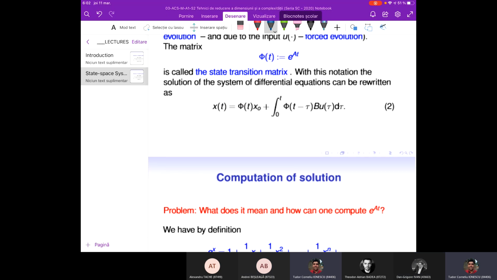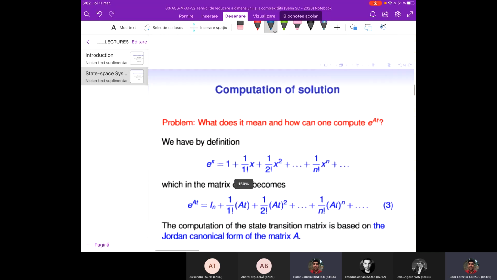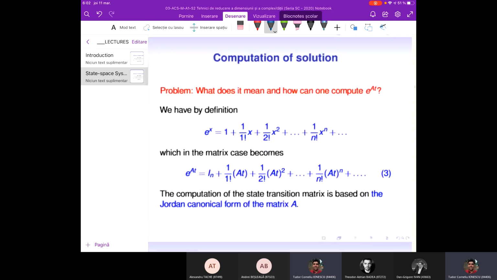Okay. So this is the general solution. Now we have to look into the details. The first question that comes to mind is, how do you compute this exponential? Because you can imagine you're not going to use the Taylor series expansion for, let's say, real-time applications or computation. So how do we compute the solution? What does it mean, and how can we compute the matrix exponential e to the power At? This is the main question here.